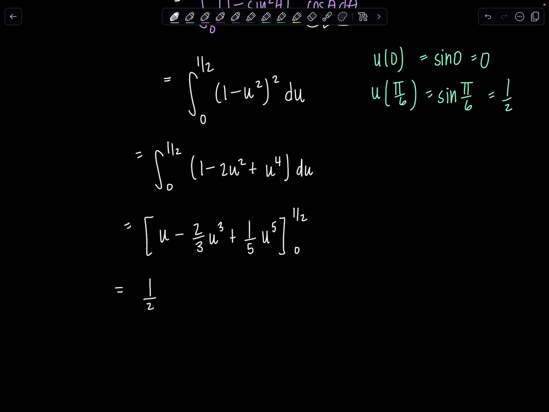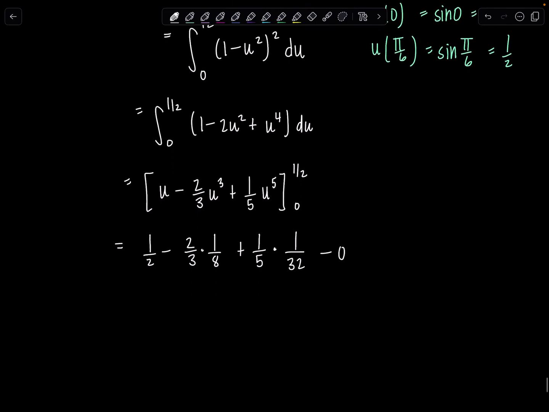Okay, we have 1/2 minus 2/3 times 1/2 cubed, that's 1/8, plus 1/5 times 1/2 to the 5th would be 1 over 32, minus 0 for the lower limit. Okay, what's my common denominator? Let me see. This is 3, this is 2 cubed, this is 2 to the 5th. It needs a 3. So 5 times 3 times 32, I believe that's 480. Let me double check. 5 times 3 times 32. Yes, so my LCD is 480.